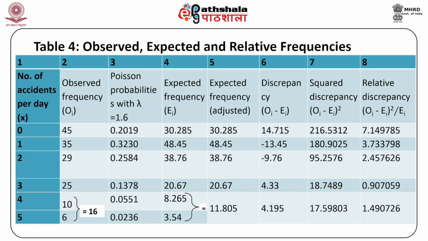So you can look at this table. I can briefly explain this table where we have the observed frequency, and we have the expected frequencies from the Poisson probabilities. After we have merged, if you look at the fourth column, the value of the last two cells, we get a new value which is 111.805. In our next column, we have the discrepancy between Oi and Ei. And in the next columns, we have the discrepancy squared and the relative discrepancies.